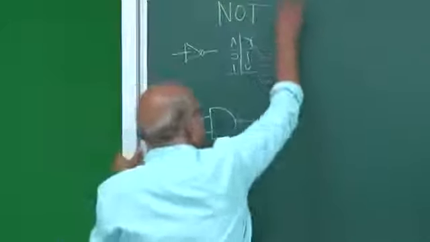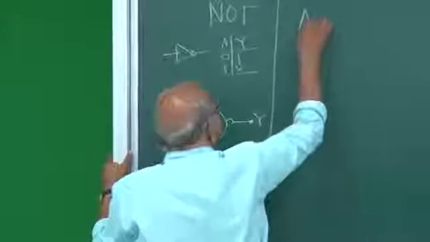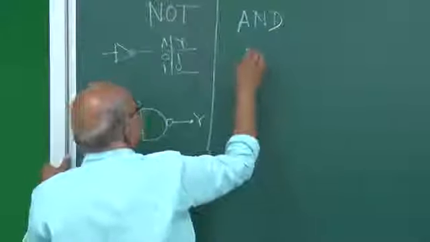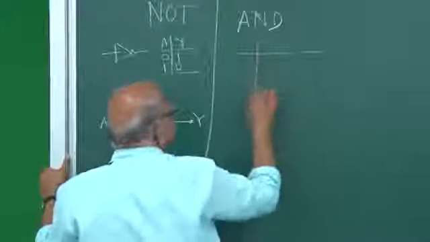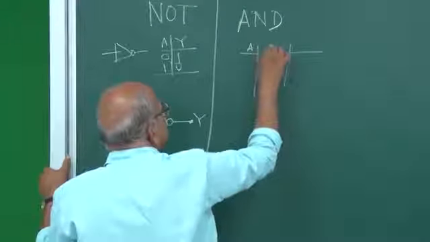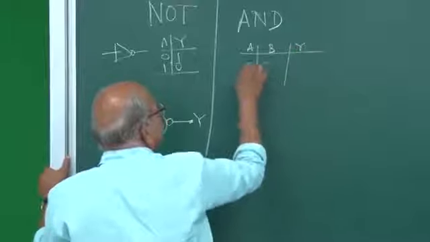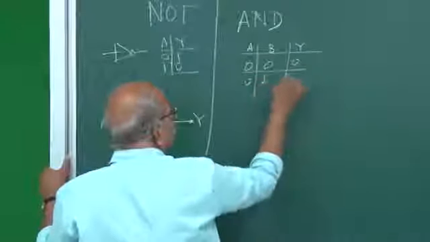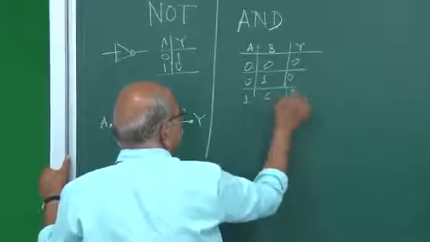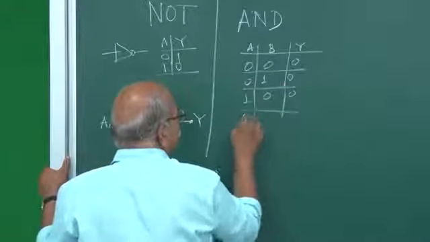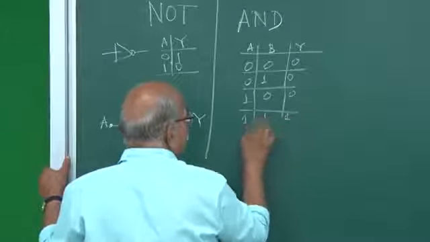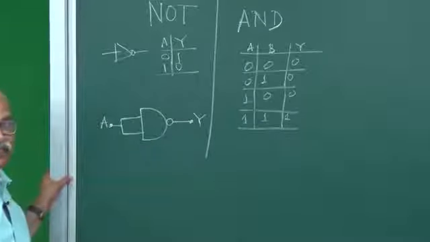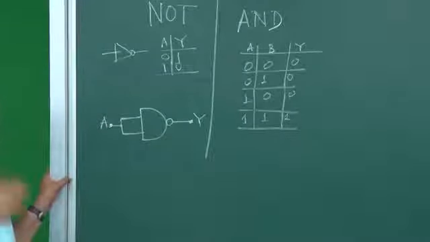How do I get AND? How do I get AND gate? So AND gate, the truth table is A, B and Y, like that. So 0 0 should be 0, then 0 1 should be 0, 1 0 should be 0, and 1 1 should be 1. So this is what I need. For this, 2 NAND gates are needed.